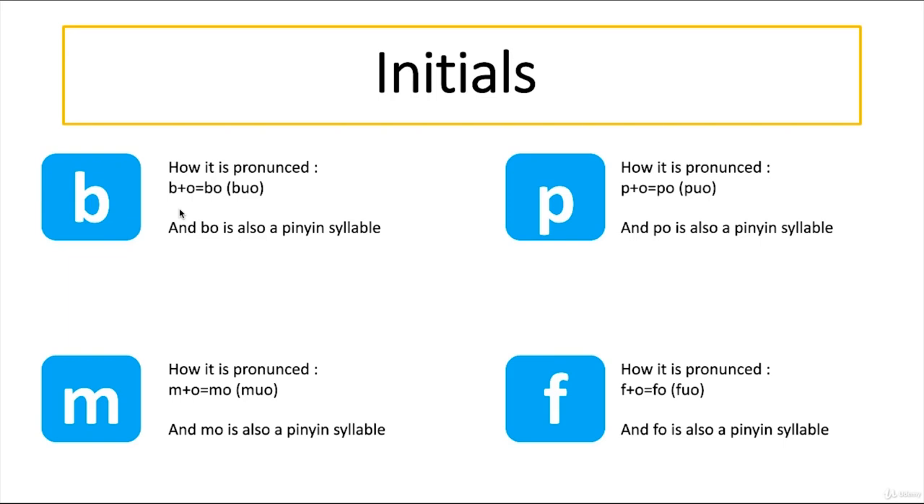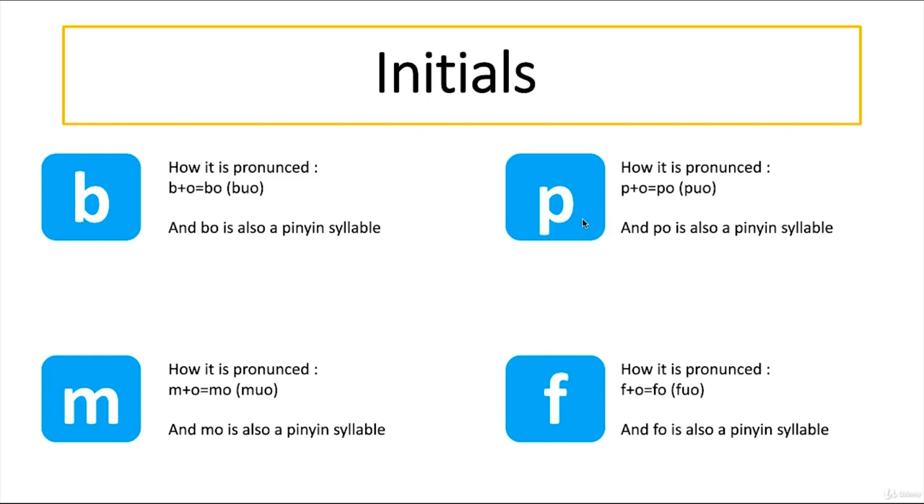And the final we normally use is O. And O here doesn't sound like O. It will sound like wo. So together it will be bo, bo. And remember, bo is also a pinyin syllable.